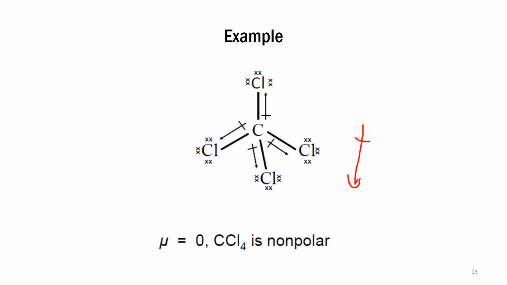Satu net dipole yang ke bawah dan juga satu net dipole yang ke atas. Satu dipole moment yang ke bawah dan satu dipole moment yang ke atas. Jadi, bila ini berlaku, mu ataupun dipole moment dia equal to 0. So, the carbon tetrachloride is a non-polar.